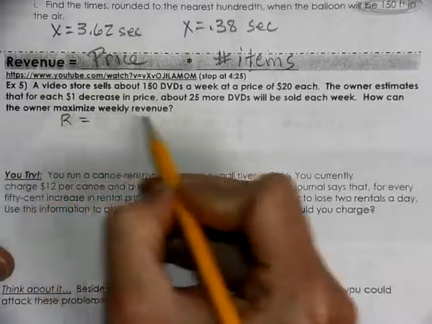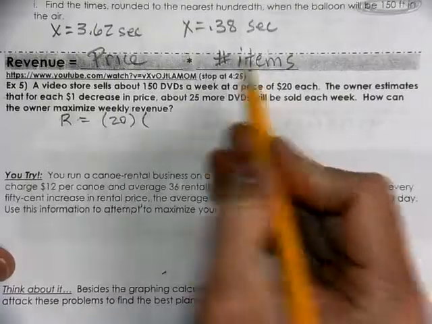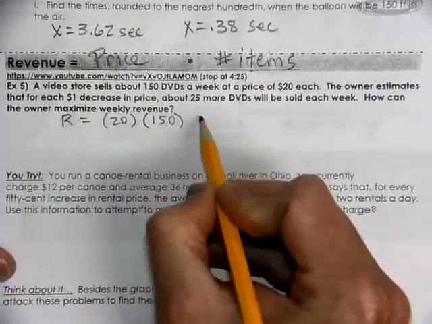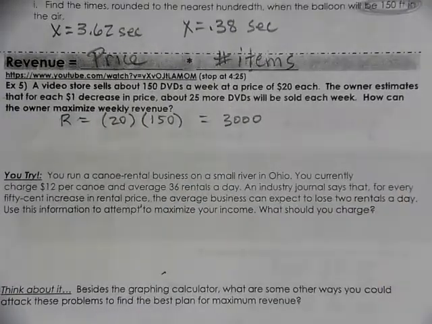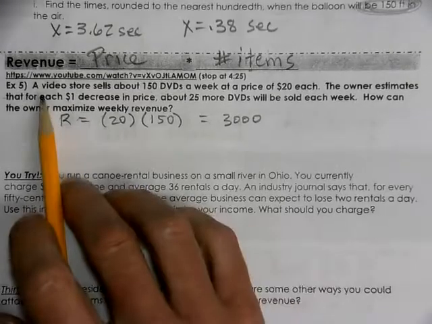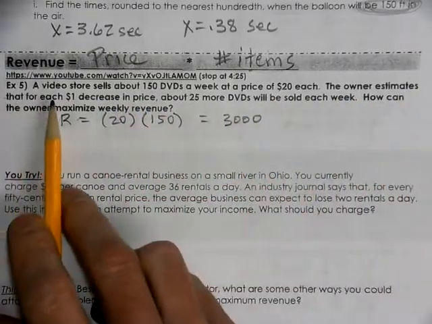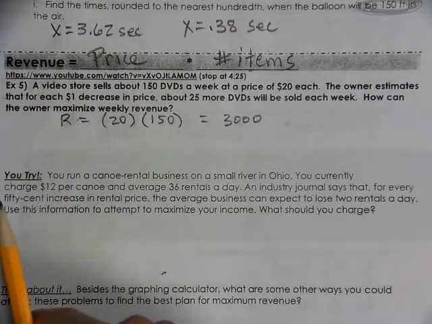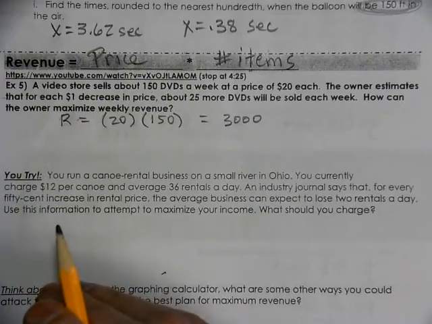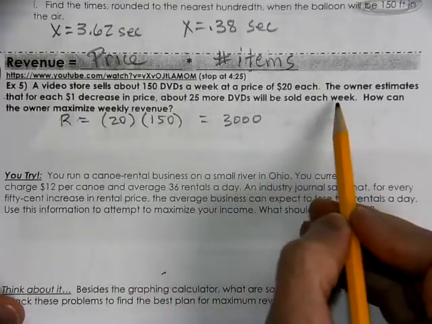Our revenue is going to be the price, which is $20, times the number of items, 150. So in that situation, we're going to have $3,000 in revenue. That's pretty good, but I'm greedy. I want more. The video store sells it for those prices. The owner estimates that for each $1 decrease in price, if you make it cheaper, more people are going to buy it. About 25 more DVDs will sell.